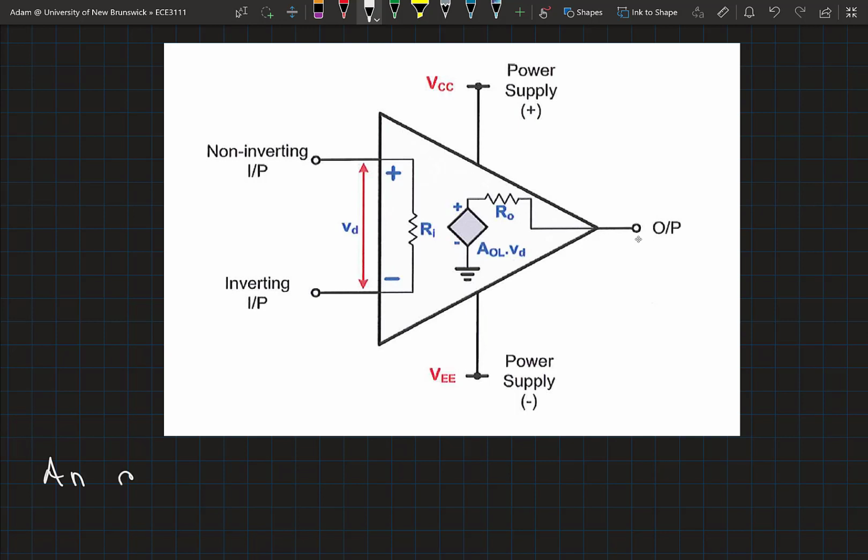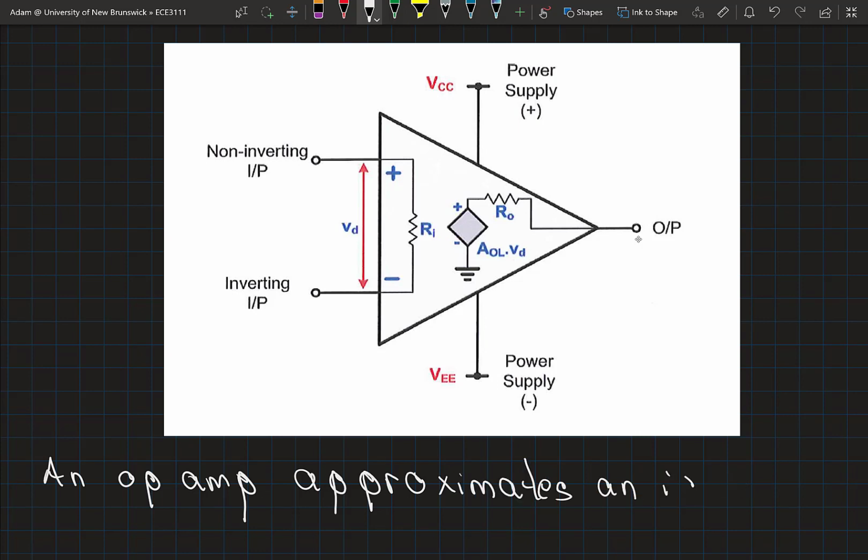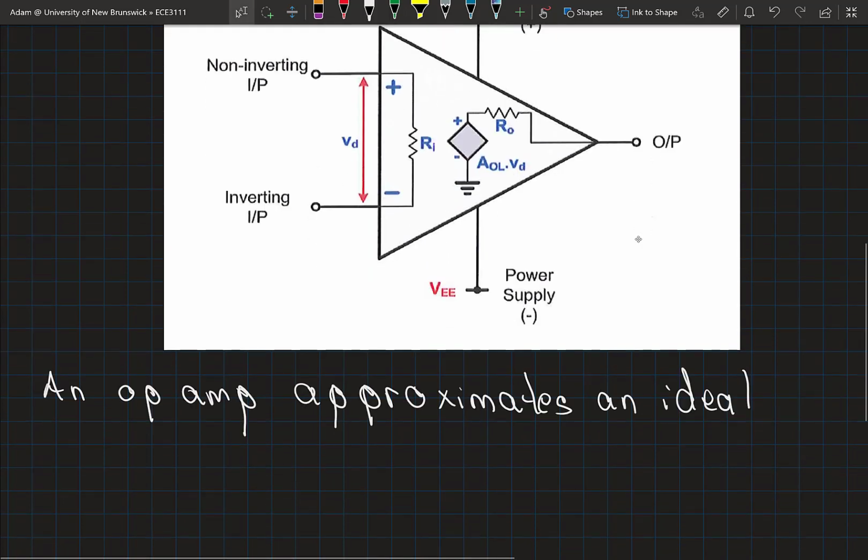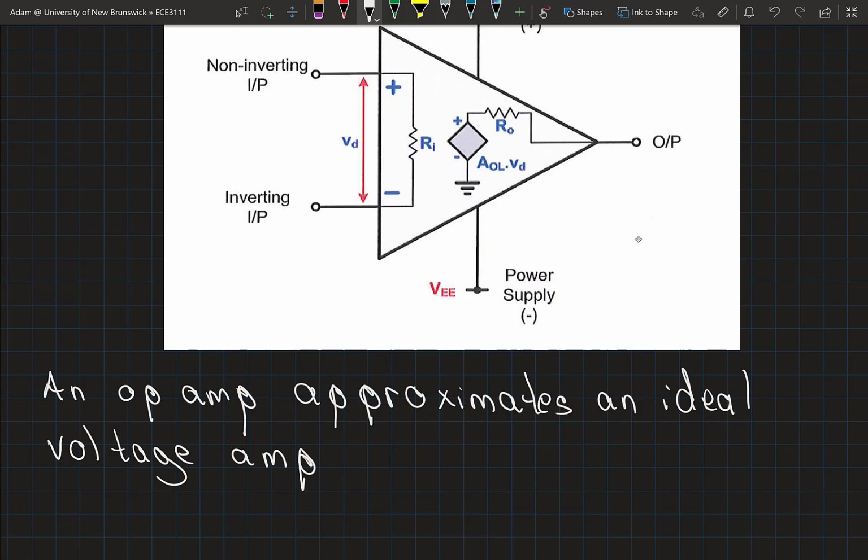Okay, so although we show an input resistance and an output resistance, the input resistance of an op-amp is in fact very high, and the output resistance is generally quite low. So again, for that reason, it approximates an ideal voltage amplifier, where our input resistance approaches infinity and where our output resistance approaches zero.